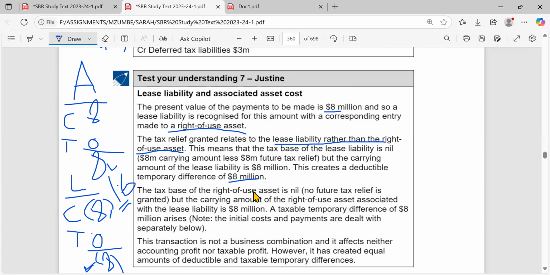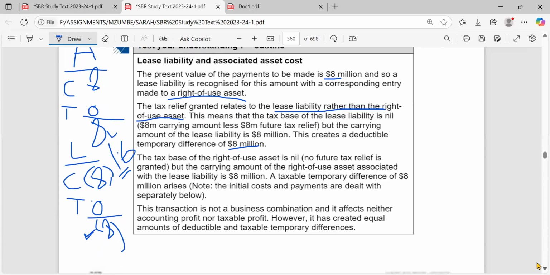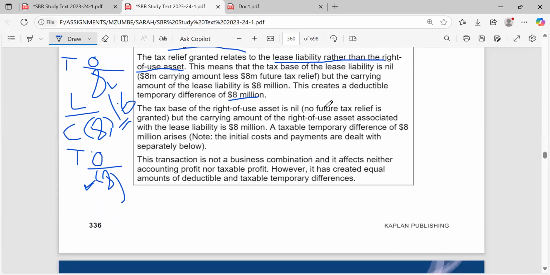For the asset, the tax base of the right of use asset is nil because no future tax relief is granted, right? You got no relief. That one is given if you have a relief. But the carrying amount is still 8. So we said 8 minus 0 and we got 8 there. We already have that one, right? A taxable temporary difference of 8 arises, and the initial costs and payments are dealt with separately below. Like I told you, we are dealing with that separately. So until now, we'll already have the deferred tax asset at 1.6 and the deferred tax liability at 1.6.